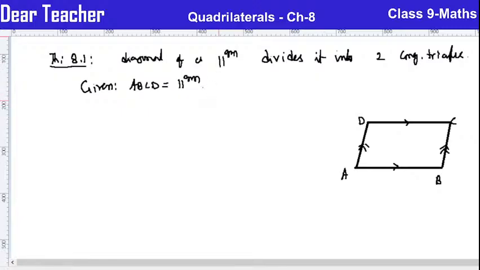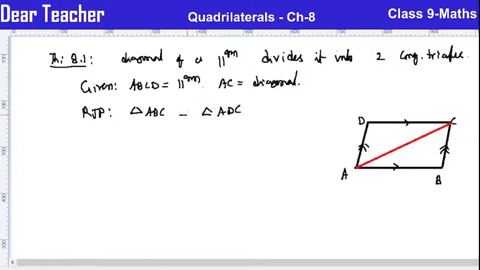And diagonal divides, that means we need to draw a diagonal. I am drawing one diagonal. So AC is the diagonal. So then what is RTP? This AC is dividing the parallelogram into two triangles. That means ABC is one triangle and ADC is another triangle, and these two triangles are congruent. Two congruent triangles. So now we have to prove that these ABC and ADC are congruent.